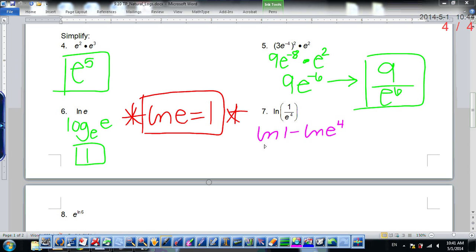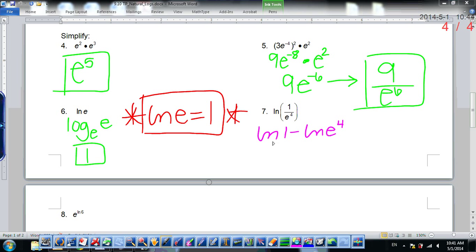Is everyone okay with that? If it's really confusing to you, then go ahead and write log base e of 1, log base e of e to the 4th. But we've got to try and practice. Okay, what is the natural log of 1? 0. Why?